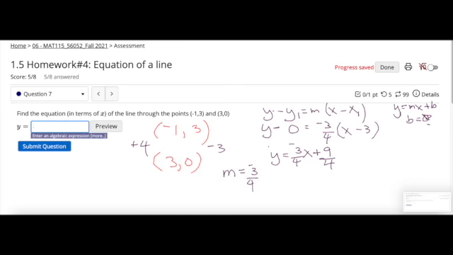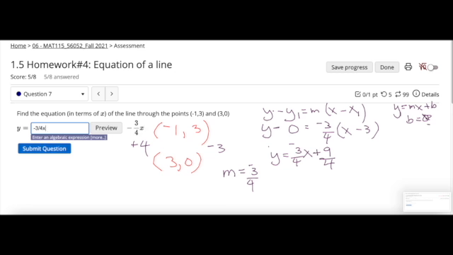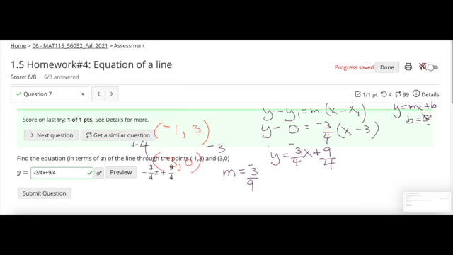So -3 over 4 x plus 9 over 4. And if you're not sure if your formatting is correct, you should just make sure to look at it on the right hand side, and I don't see any kind of warning message, so it feels like it's in the correct format. We're going to hit submit, and we got that right.